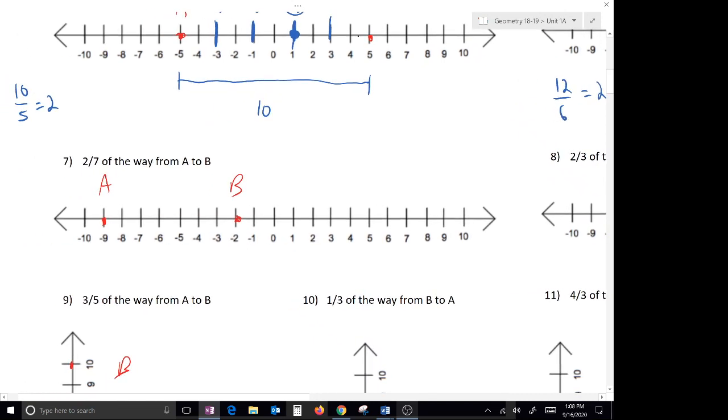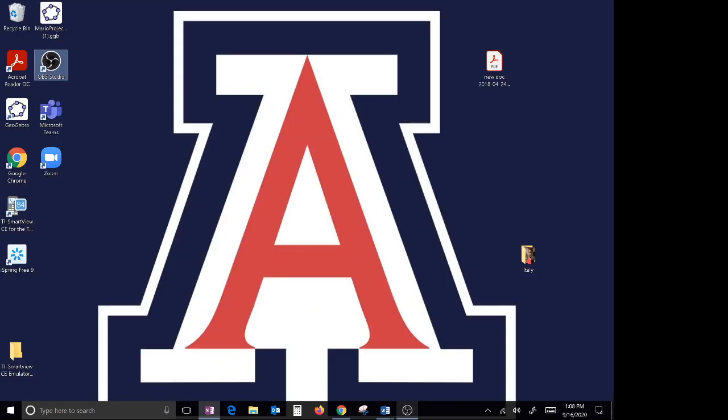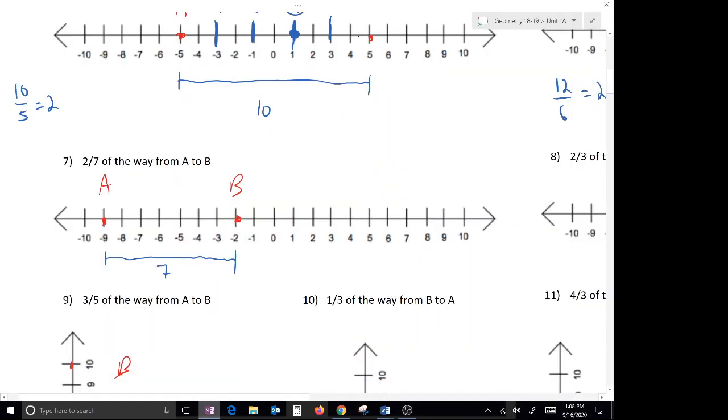Moving on. 2/7 of the way from A to B. Well, from -9 to -2, that's exactly 7 units. So the nice thing about that is we are already partitioned. So we don't have to divide everything. Every unit is its own partition because, well, 7 by 7 is 1.